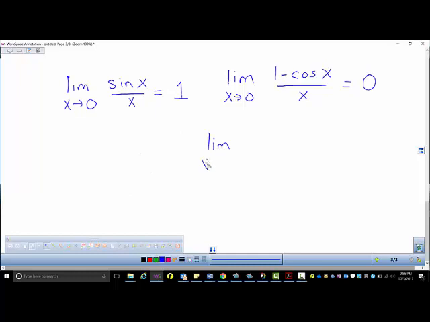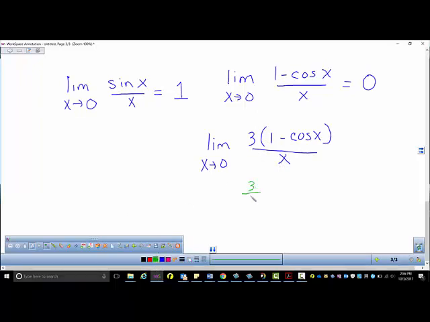The limit as x approaches 0 of 3 times 1 minus cosine of x all over x. So what they're trying to show you here is I can break this up into 3 over 1 times 1 minus the cosine of x all over x. Well, I know that this equals 0. So 3 times 0 is 0.